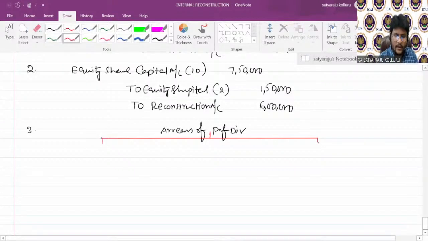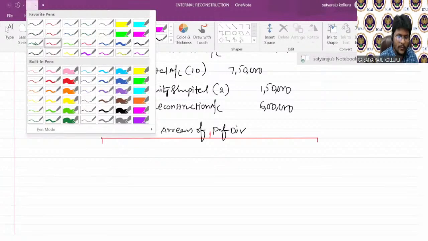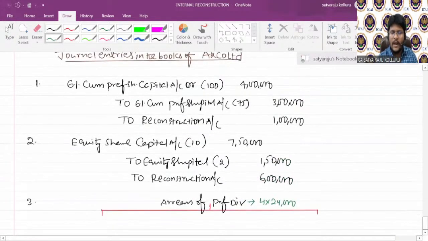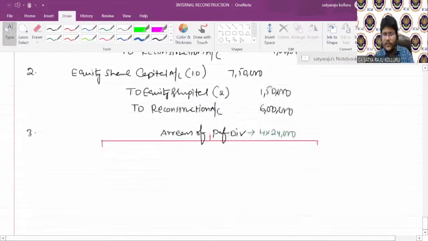In case of arrears of preference dividend, the total arrears of preference dividend is for 4 years. So the 4 years means, which is 4 into per annum 24,000. How we will get such 24,000 actually? So which is 4 lakhs. 4 lakhs into 6% is 24,000 per annum.